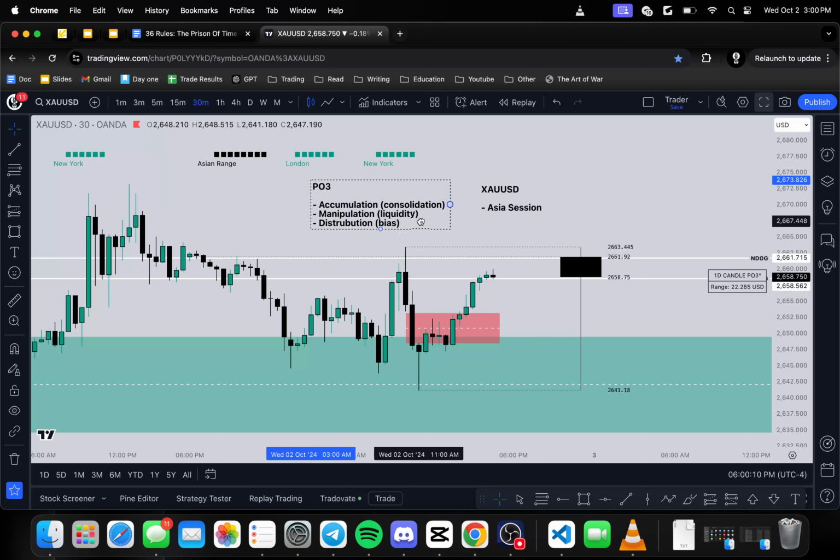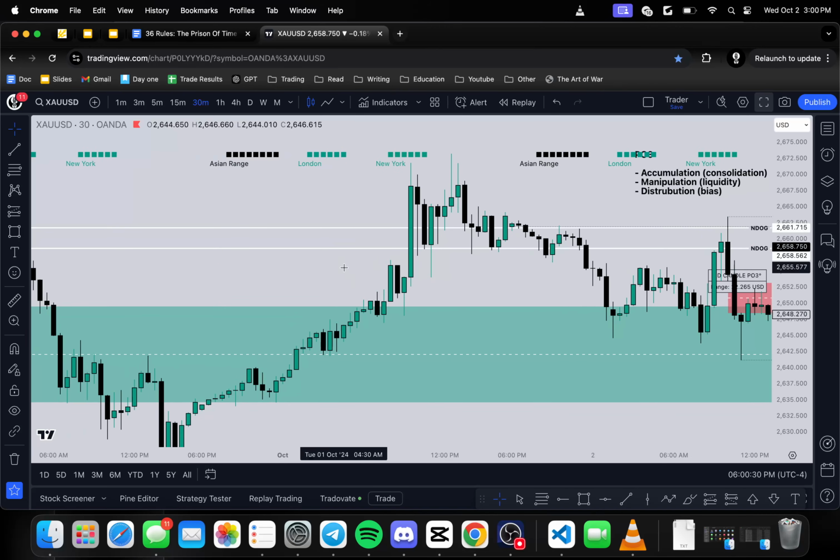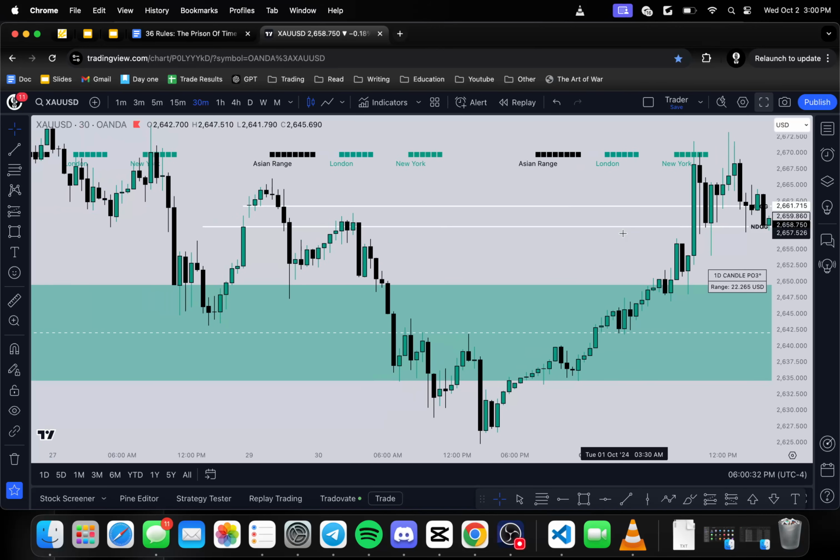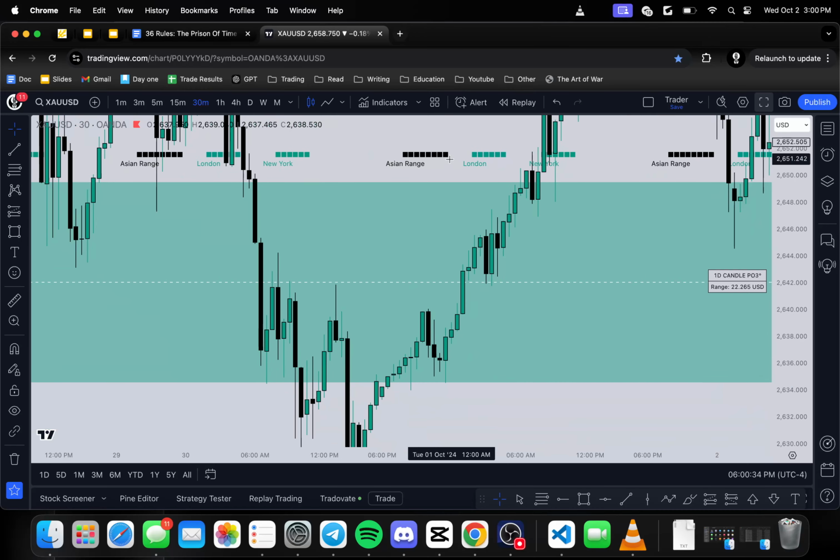So you already have right here the bulk of what this model is. You want to find this first accumulation, where price is creating a range. You want to see the manipulation, which would be running on both sides of the liquidity that was accumulated. And lastly, the distribution, which actually runs towards where the daily candle wants to close. A lot of the time, I see this happen inside of the Asia range, where we create this daily range.